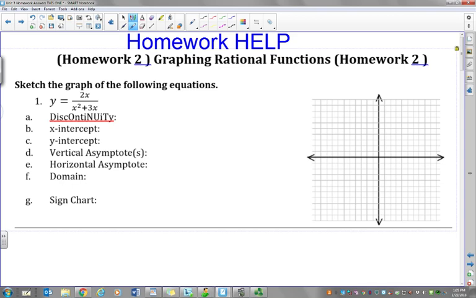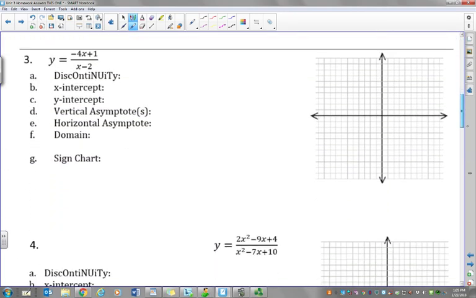Okay, so sketch the graph of the following equation. First we want to see if we can simplify anything. And we already did one in class, I believe. So we're going to jump down to number 3. Okay, so it looks like it's already been simplified. Does anything factor out? Not that I can see. So it looks like it's already simplified, right? It's already in the factored form. Can't factor anything.